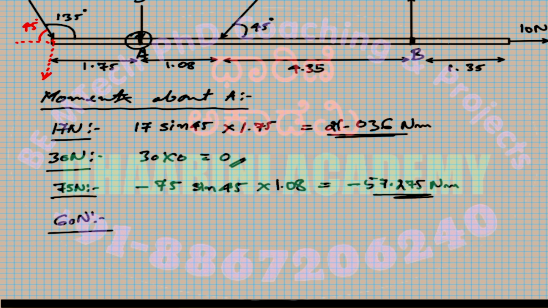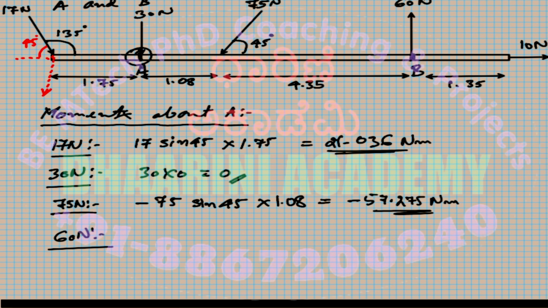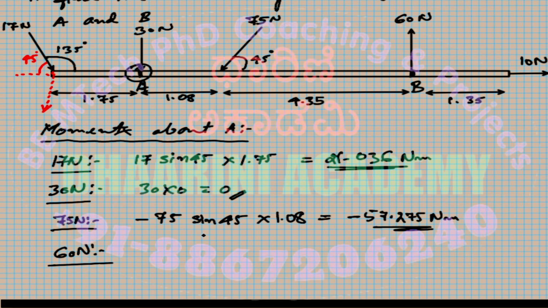All right, for a 60 Newton force, we will calculate in a very similar fashion. This means you can see it is actually being applied perpendicularly at point B. So you can see that the perpendicular distance between A and B is the straightforward distance which we see here. So the force is 60 into distance, which will be 1.08 plus 4.35. This is the total distance, and I just have to decide whether it is positive or negative.